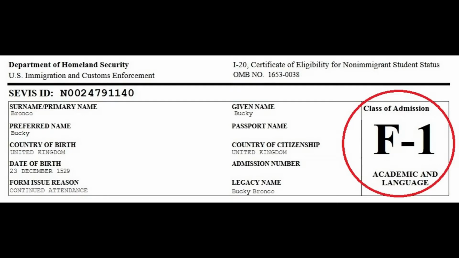Class of admission. F1. This shows that you should be admitted or are in the U.S. as an F1 student. If it shows F2, this shows that you are the dependent family member of a person in F1 status. Your I-20 will look a little different than an F1 I-20, as it contains not only your information, but your family member's F1 information as well.